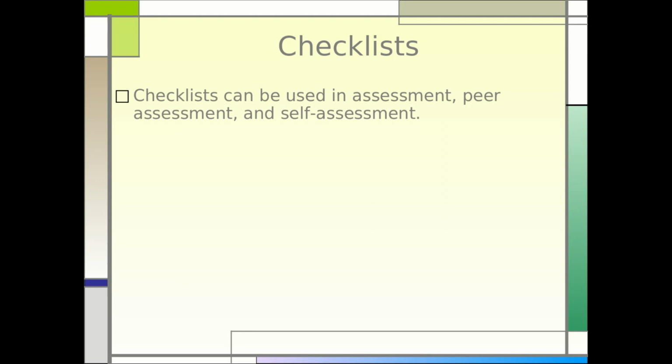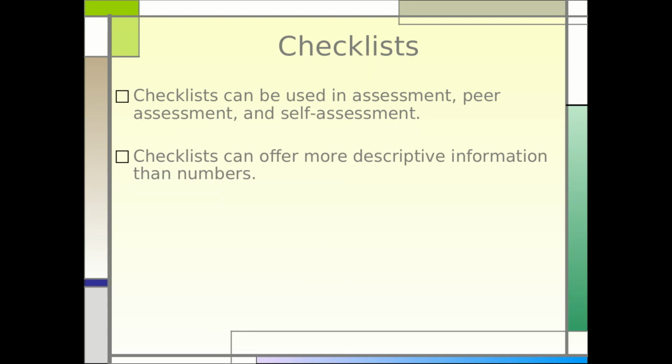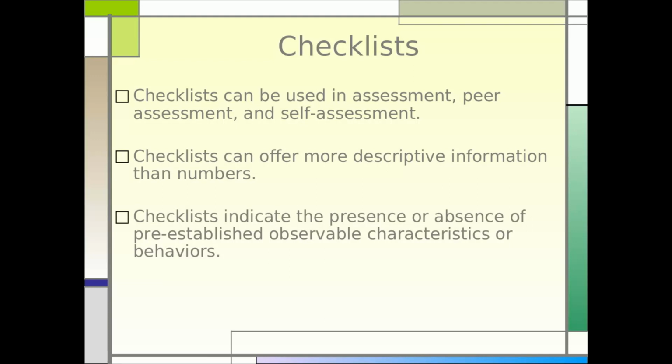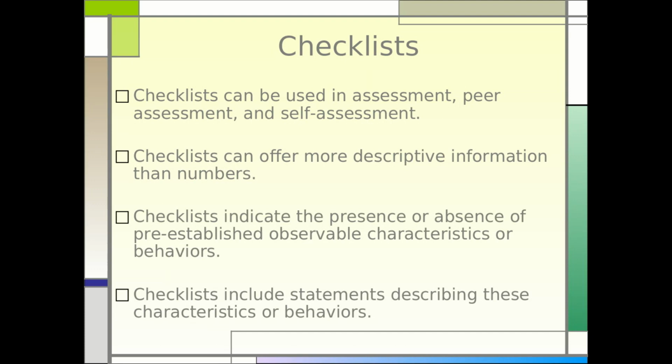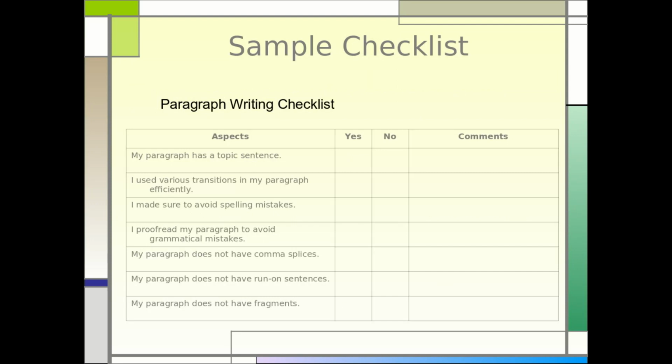You have checklists. Checklists can be used in assessment, peer assessment, and self-assessment. Checklists can offer more descriptive information than numbers. Checklists indicate the presence or absence of pre-established observable characteristics or behaviors. Checklists include statements describing these characteristics or behaviors.